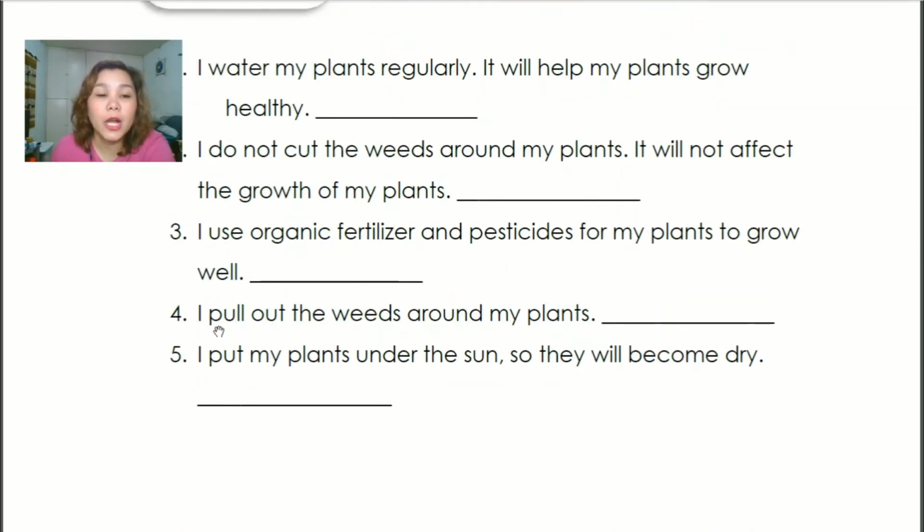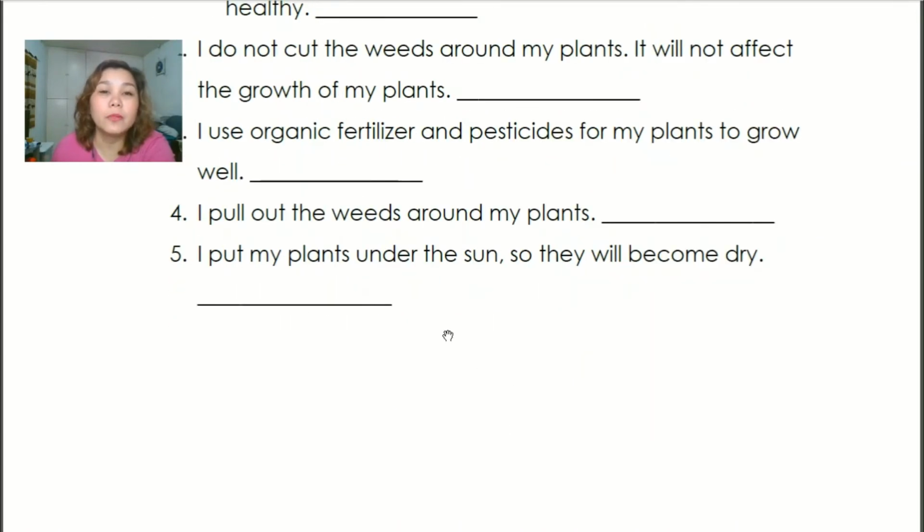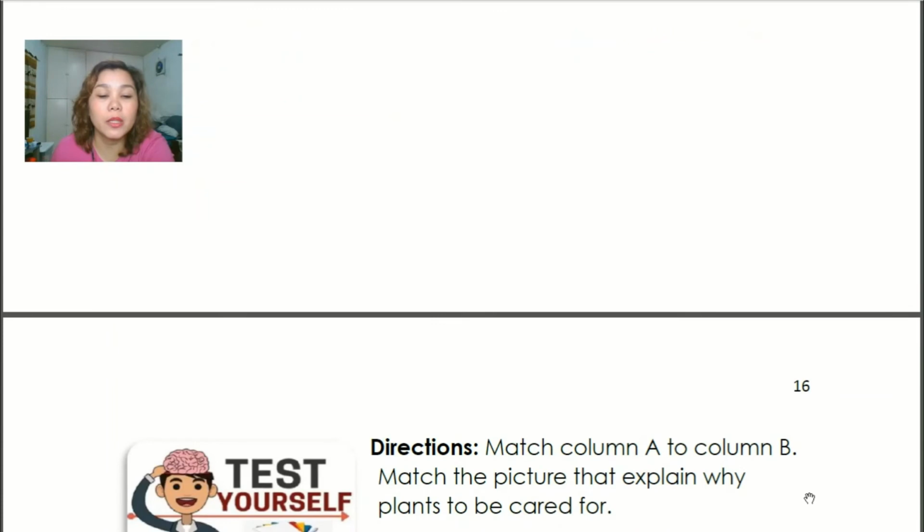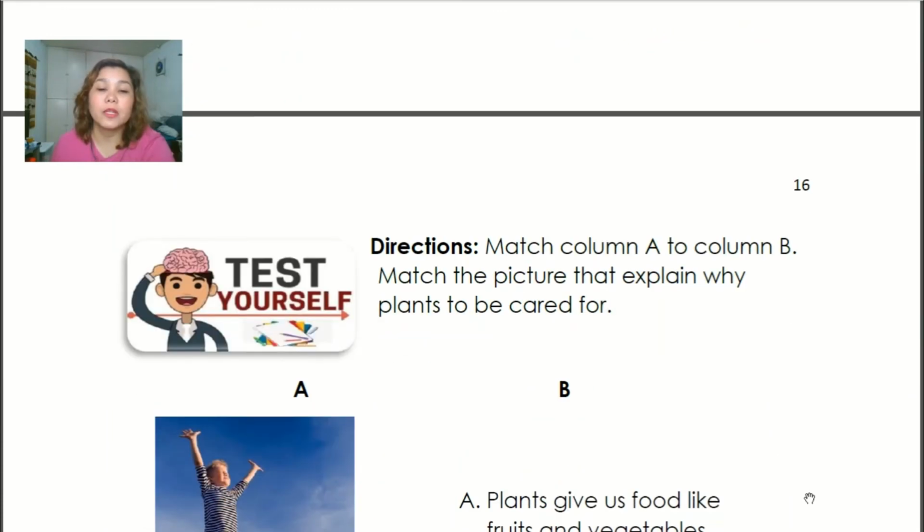Number 4, I pull out the weeds around my plants. Number 5, I put my plants under the sun so they will become dry. If you're done answering yes or no until number 5, then let's proceed with Test Yourself.